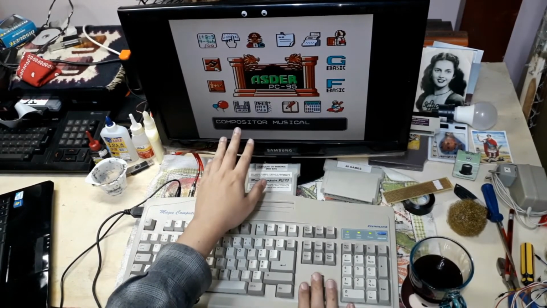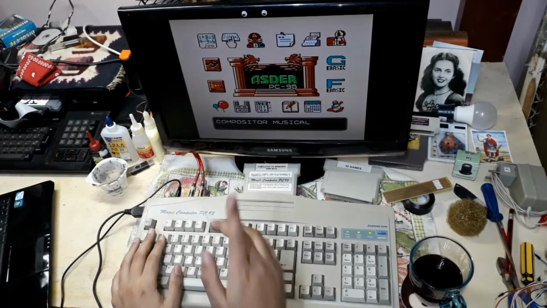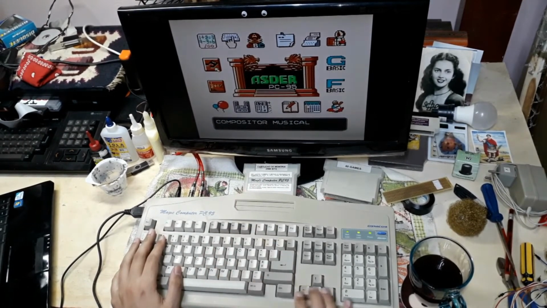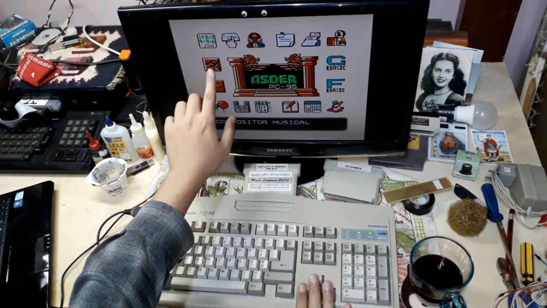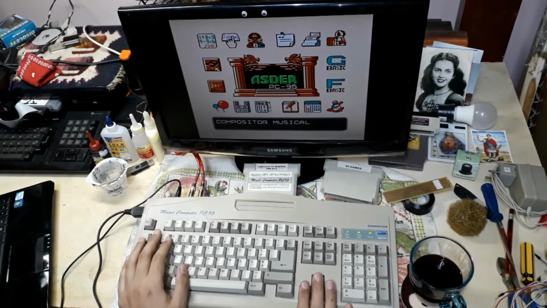This is the musical compositor. This is very cool. I never saw that on a NES system. You're going to find this musical composition in Mario Paint from Super NES. Okay, let's begin with the math test first.